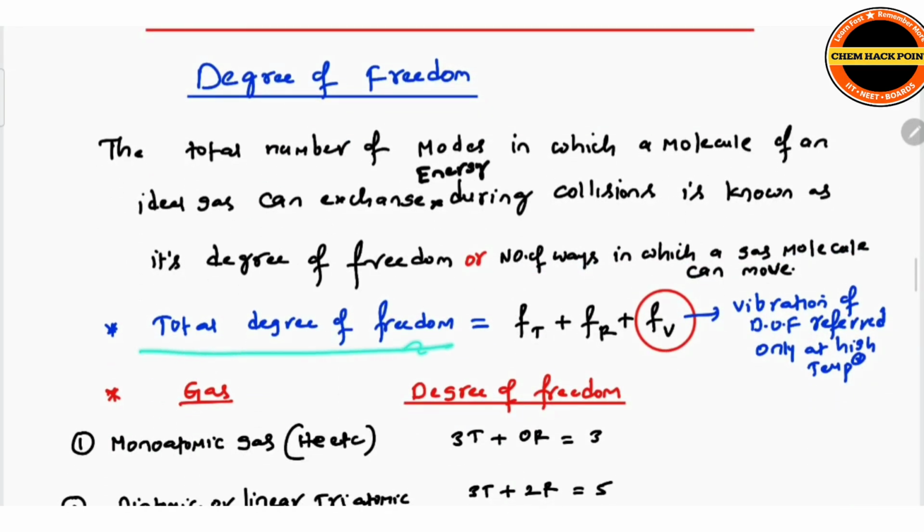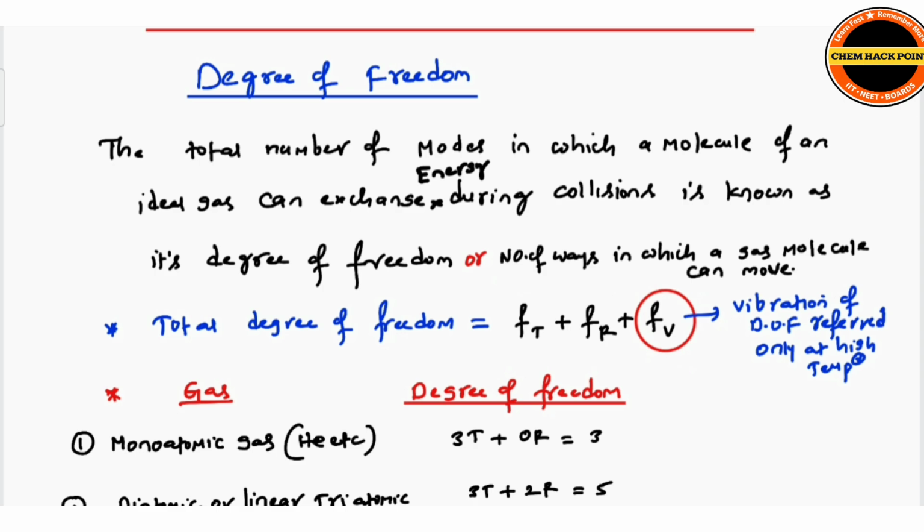Total degree of freedom is translational degree of freedom, rotational degree of freedom, and vibrational degree of freedom. However, vibrational degree of freedom is observed only at high temperature. So in chemistry, degree of freedom in detail is not required. No questions are asked about what degree of freedom is in detail. So here the number only we need in chemistry.